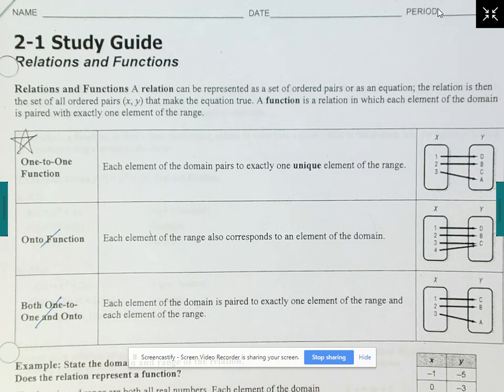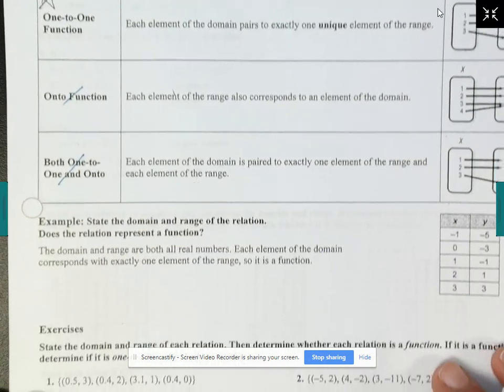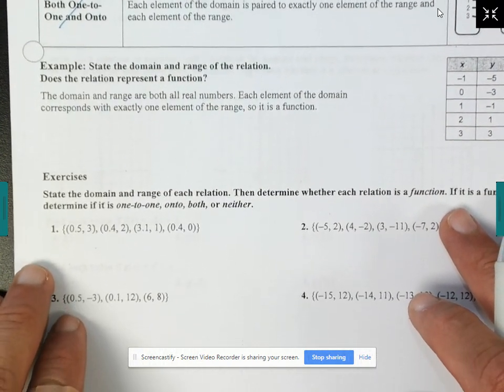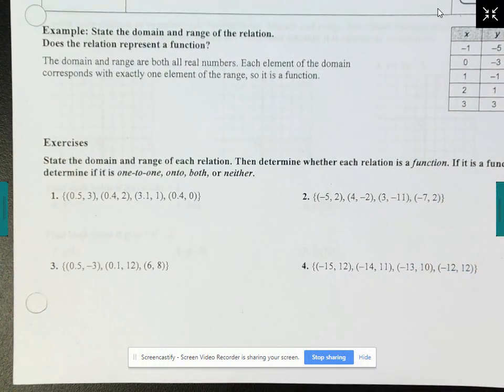So a one-to-one function is just one element in the x values that pairs to exactly one element in the range. We're going to give you some examples, so hopefully this will make more sense. On the first four exercises, we're just going to talk about what the domain and range is. Remember, we already did this before.